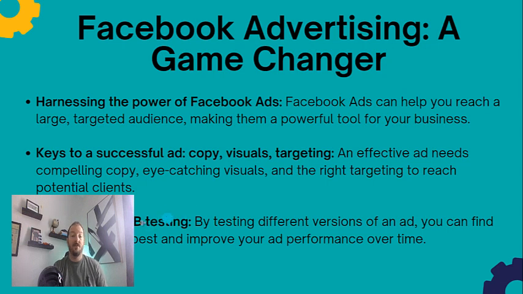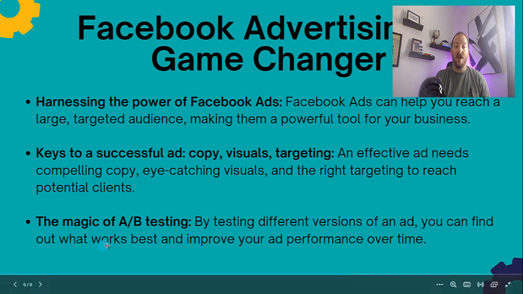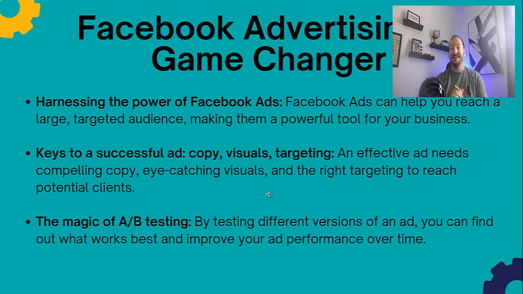So the magic of A/B testing. Now this is really, really important, because by testing different versions of an ad, you can find out what works best and improve your ad performance over time. Because the goal is to test, right? To get the cheapest leads, the cheapest customers, the cheapest eyeballs. And the only way to do that is by testing. So testing different images, testing different copy, testing different headlines, and eventually you're gonna get this really awesome winning combination of copy, image or video, and headline. That's just gonna take your business to a whole new level, okay? So make sure you're testing.